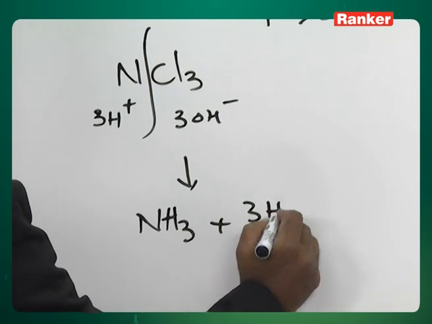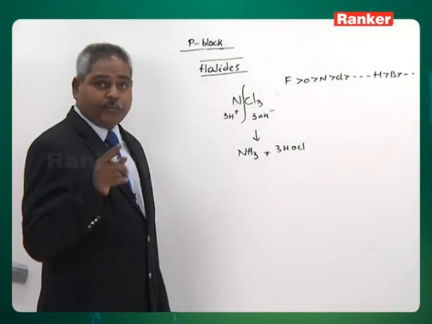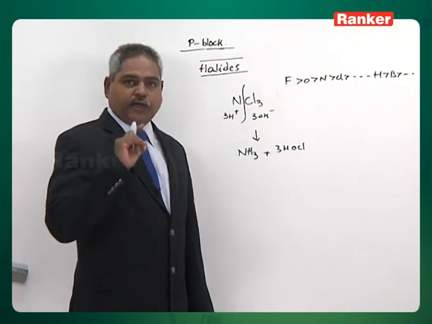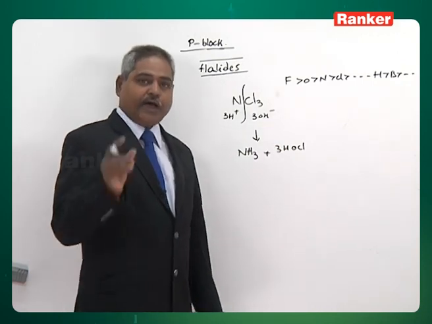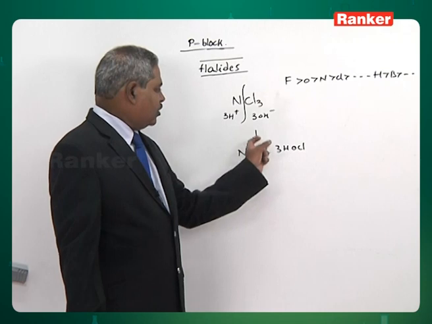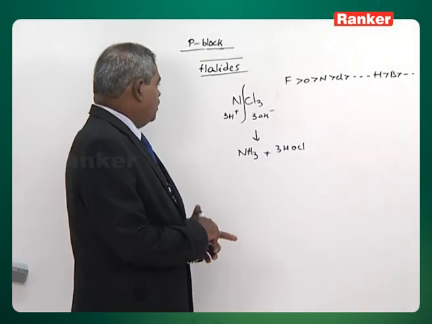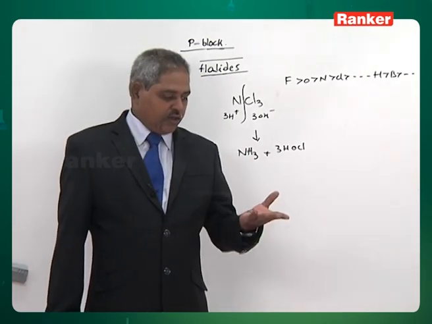And 3HOCl, hypochlorous acid. Of course, in a different chapter, we learn why this is called hypochlorous acid, or what we mean by hypo. We learn that in a topic called oxyacids separately. And now, how is ammonia prepared? Hydrolysis of nitrates.